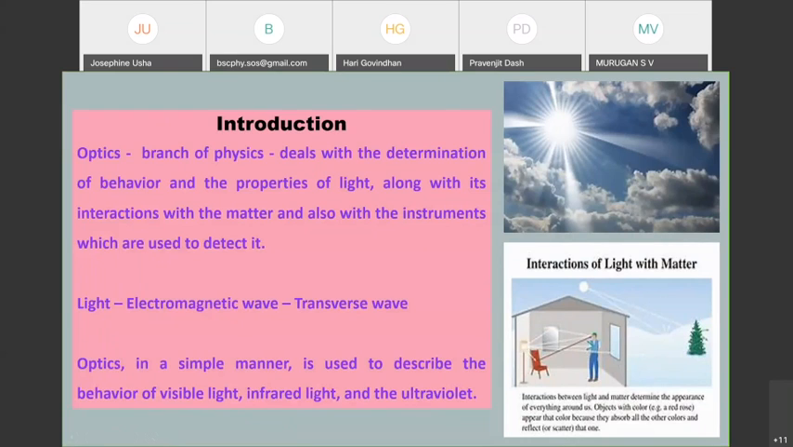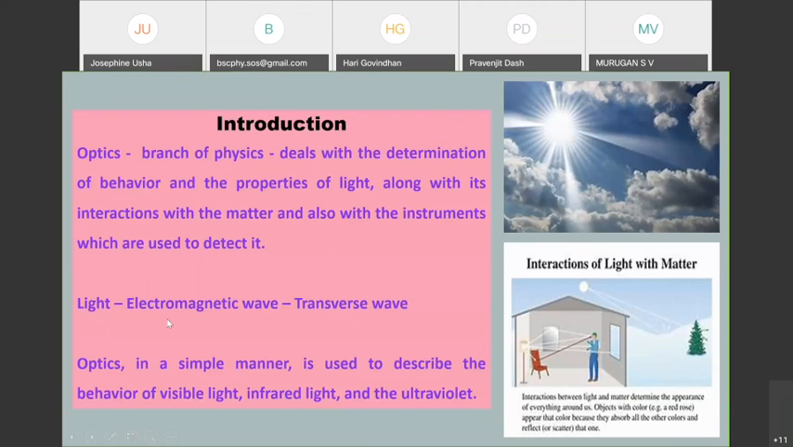Before I start the subject, I want to give you a brief introduction about optics. Under this topic, a few things are very familiar, practical things. We use specs every day, we see ourselves in front of a mirror, so everything comes under this topic. In physics terms, optics deals with the study of the behavior and properties of light and how it interacts with matter, and also the instrumentation used to detect these properties.